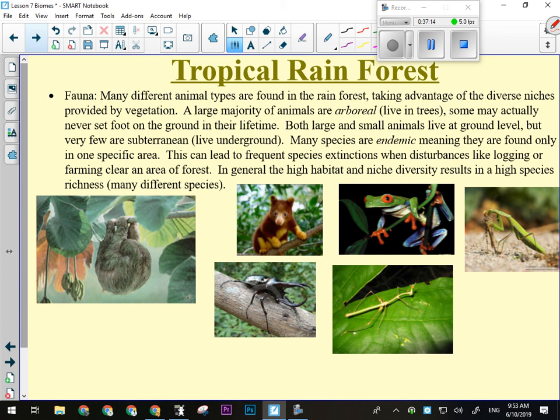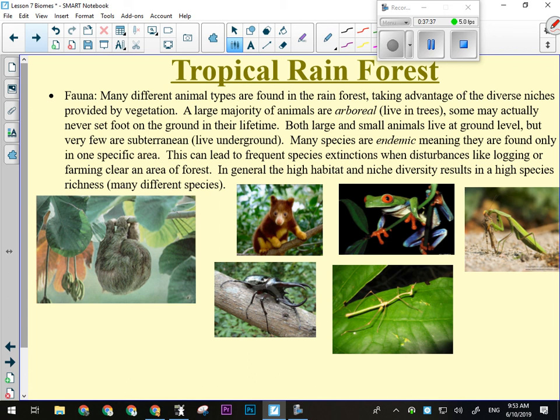Lots and lots of bugs. If you don't like bugs, I do not suggest going to the tropical rainforest. You will not have fun, because there are lots of bugs and lots of them are very big. You're going to see really giant cockroaches, like the size of your fist. Gross. Praying mantis.